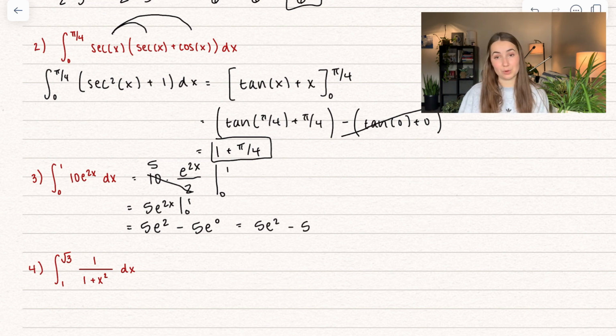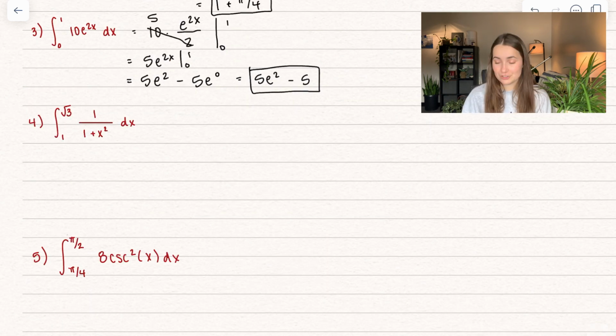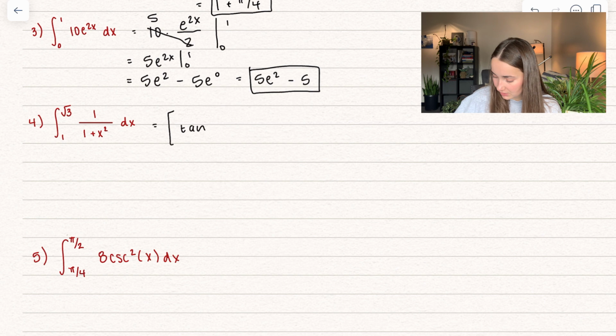So we get 5 times 1, which is equal to 5. And this right here is our solution. Here we have an inverse trig function, so let's go ahead and find the antiderivative. 1 over 1 plus x squared is going to be inverse tangent of x, and we're integrating between 1 and the square root of 3. So let's go ahead and plug those in.